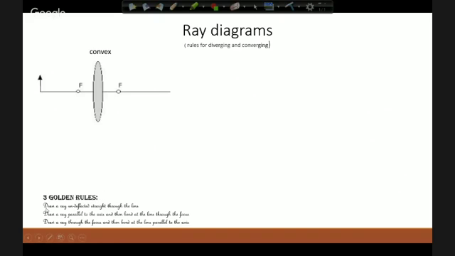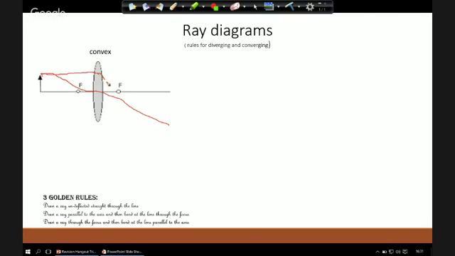The first rule: draw a ray undeflected straight through the lens. Now, I don't have a ruler, so this is going to probably look a bit wonky, but roughly speaking, we draw a line straight through the lens, a straight line, not like that. Secondly, you're going to draw a ray parallel to the axis. So here's my axis, this black line through there, and then bend at the lens and go through the focus. So I'm going to go straight parallel to the axis, and then in the center of the lens, I'm going to pass through the focus on that side.